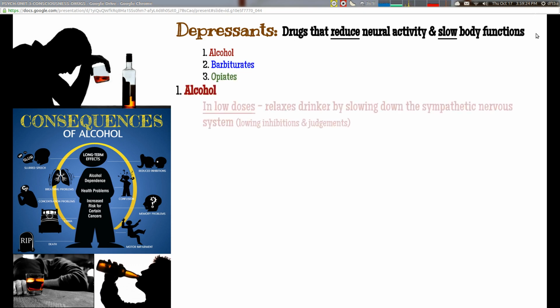So alcohol. In low doses, it would relax a drinker by slowing down the sympathetic nervous system and lowering inhibitions and judgments. What's very interesting for men is you will have issues of aggression in some people because their inhibitions are lowered, and then you would get what you would consider to be potentially a stimulant type effect where they're going to act out and be aggressive. Now that does not show potentially up here on the screen on consequences of alcohol, but it does show in a way where it says reduced inhibitions, especially when this man has a star in his eye.